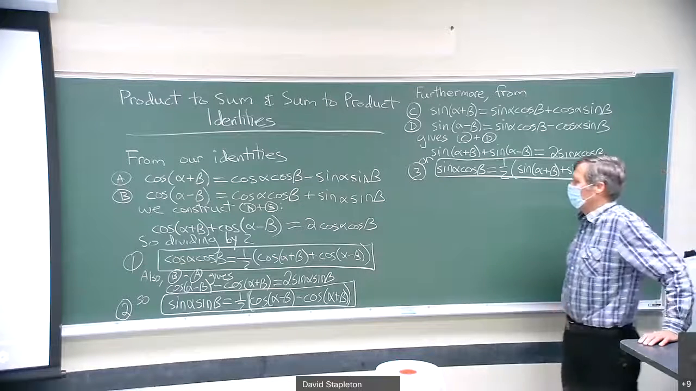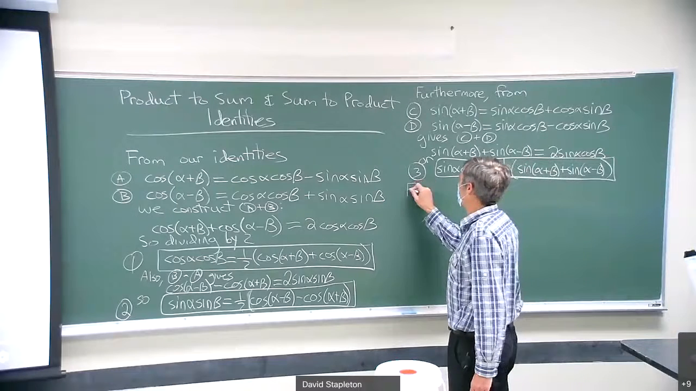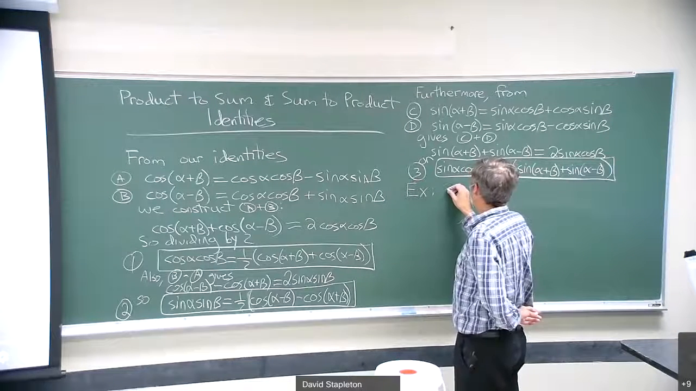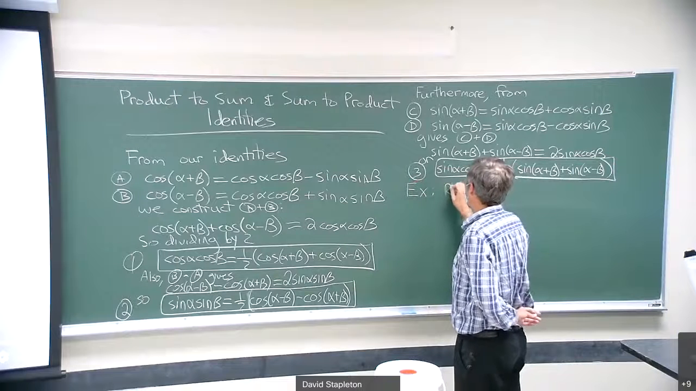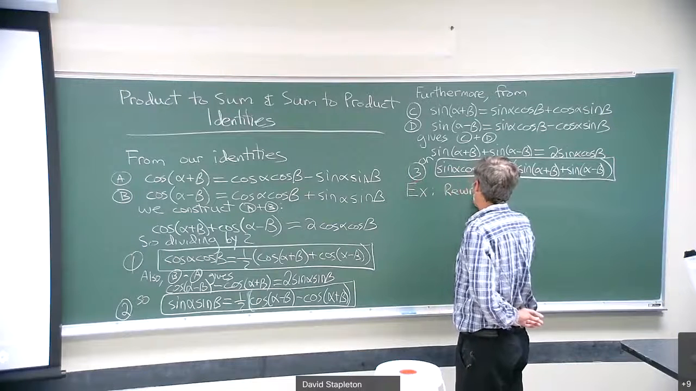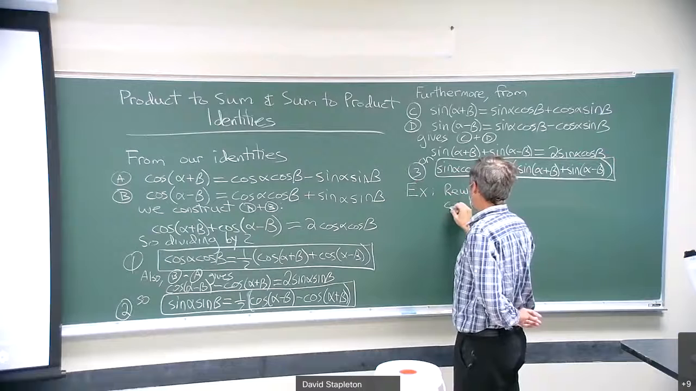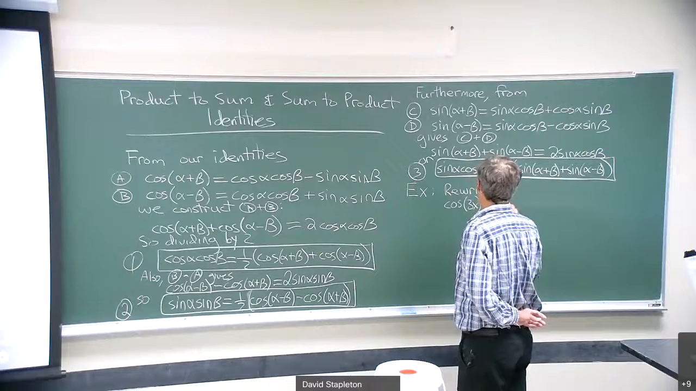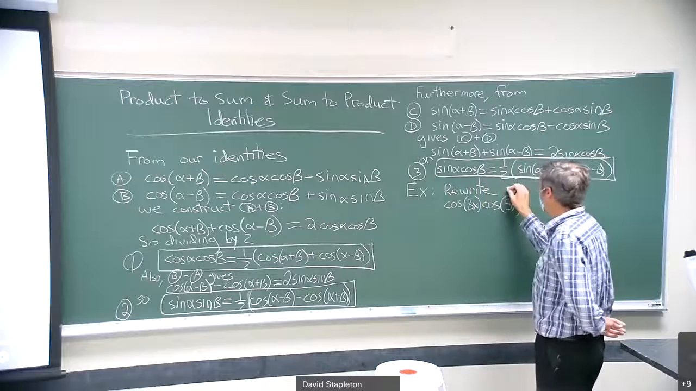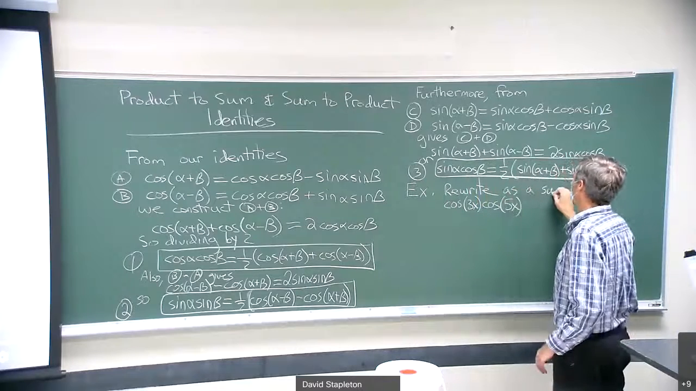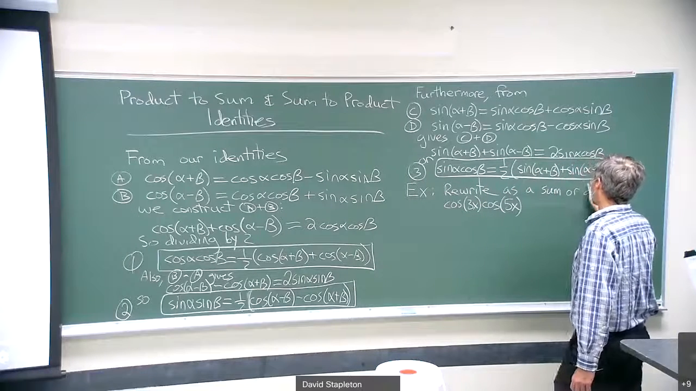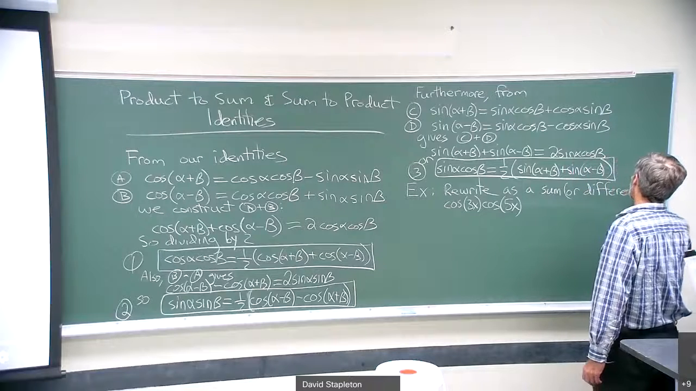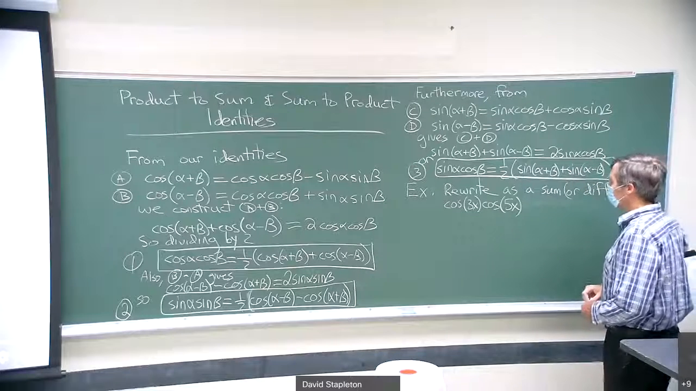For instance, suppose I have this. This is what the problem tends to be like. They tend to be exercises more than applications. Suppose I take and want to rewrite the cosine of 3x times the cosine of 5x as a sum or difference. Can I do it?